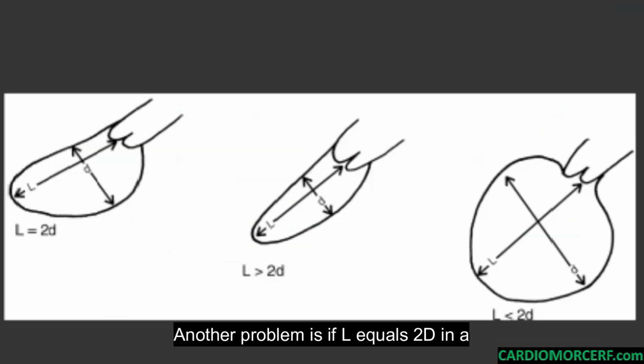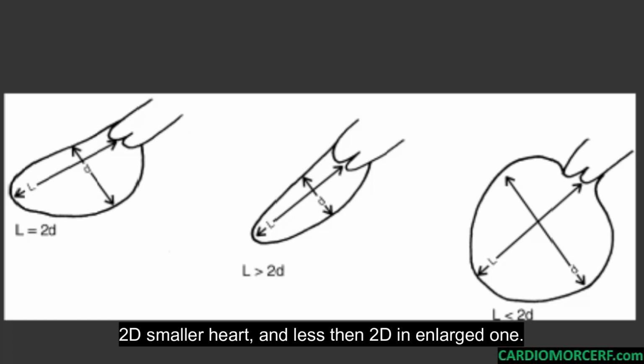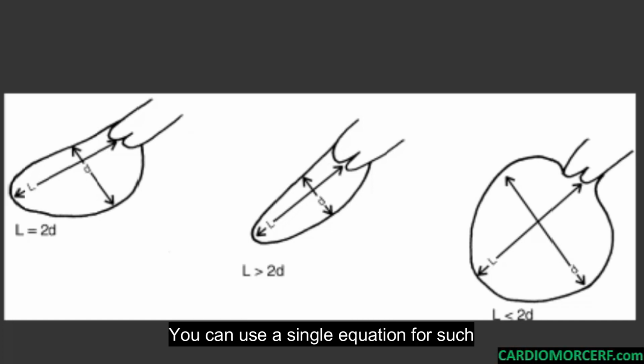Another problem is that if L equals 2D in a normal heart size, L is more than 2D in a smaller heart and less than 2D in an enlarged one. No way you can use a single equation for such different hearts. Other problems? Yes.